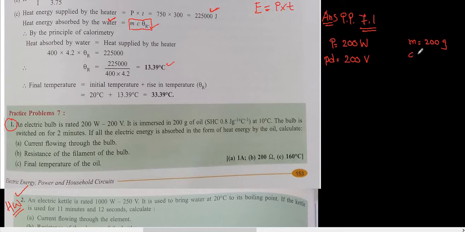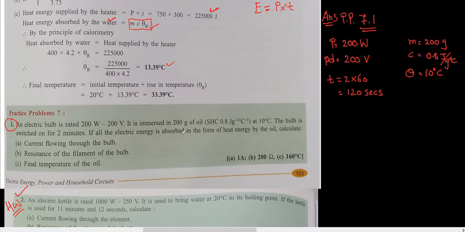Specific heat c is given as what? 0.8 joule per gram degree centigrade at 10 degrees. So the temperature theta is given as what? 10 degrees centigrade. Okay, the bulb is switched on for 2 minutes. So time is given, 2 minutes. So 2 multiplied by 60 is equal to how many seconds? 2 multiplied by 60, that comes to 120 seconds.